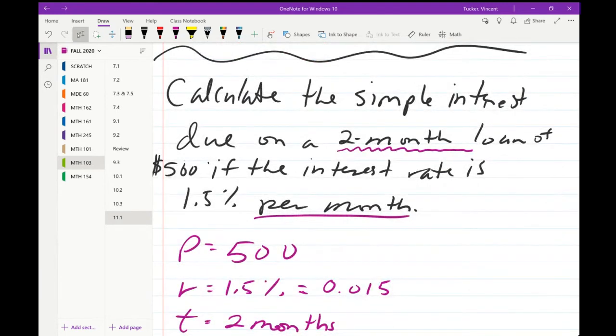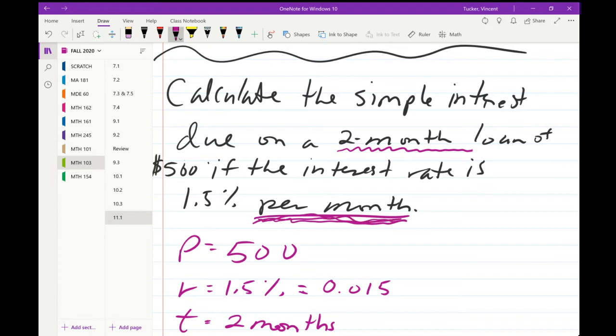All right, next one, calculate the simple interest due on a 2-month loan of $500 if the interest rate is 1.5% per month. All right, so here I want to take note that even though we have a 2-month loan, last time we had a 3-month loan, but this time our rate is per month. And previously, all of our rates, even though if it wasn't said, it was assumed that it was per year or annual rate. This is a per month.